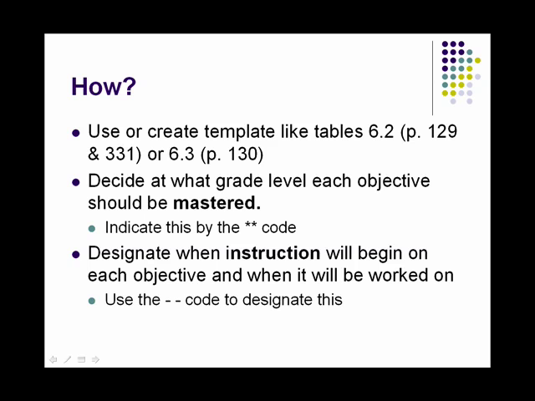The next thing is to designate when instruction will begin on each objective and when it will be worked on. We'll use the dashes code to designate this. As you can see again on table 6.2, hop and gallop will be instructed for 2 years. Hop will be instructed in kindergarten, but expected to be mastered by the time they're in first grade. Whereas gallop will be instructed in both kindergarten and first grade, and then be mastered by second grade. So the instruction can take over more than one grade.